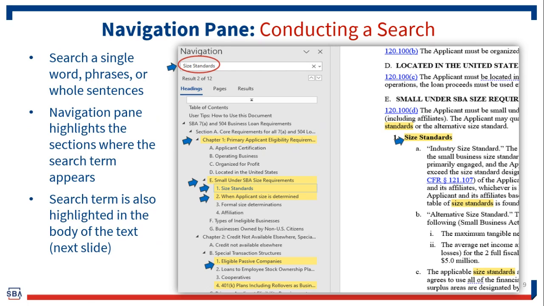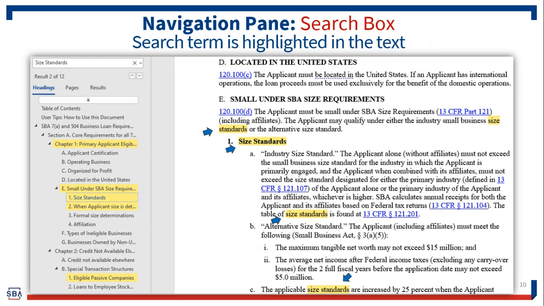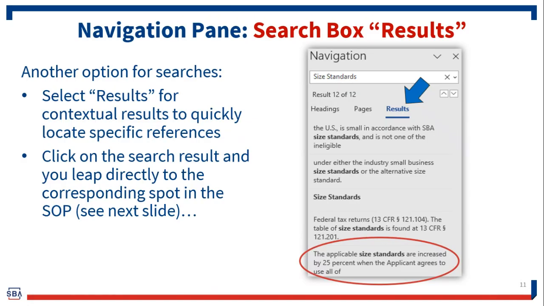When you see the highlight in the section that is relevant to your question, if you click on that section and then click on the down arrow on the top right of the navigation pane, it will take you to the search term in that section. Here's an example of the search term size standard, highlighted in 4 places on the page. Again, each line that appears in the navigation pane is a hyperlink directly to the text in the SOP.